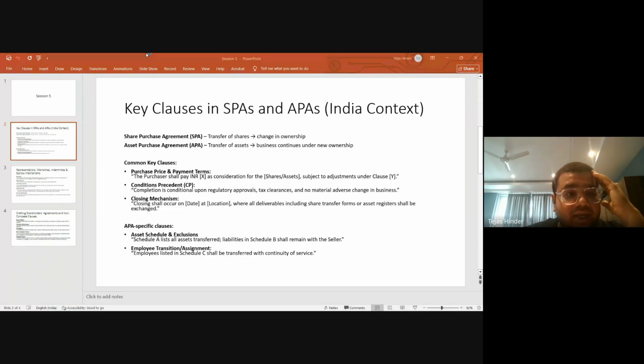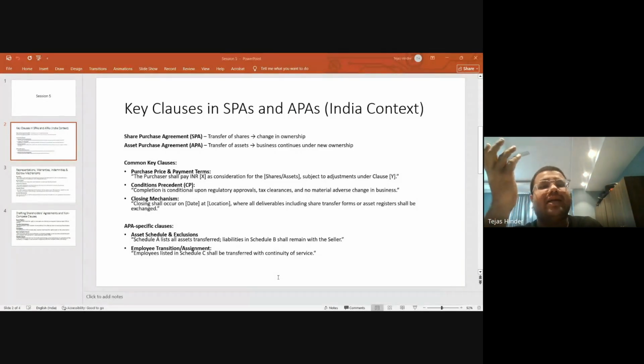Then coming to key clauses in your asset purchase agreements. Again, much like your SPA, you will have very similar clauses. It's just that instead of your shares, you will definitely have your second clause representing transfer of assets. So again, I will go clause by clause only, so that you can note down, because of course, the defined terms will be different.